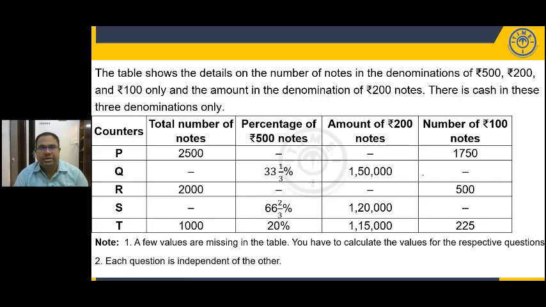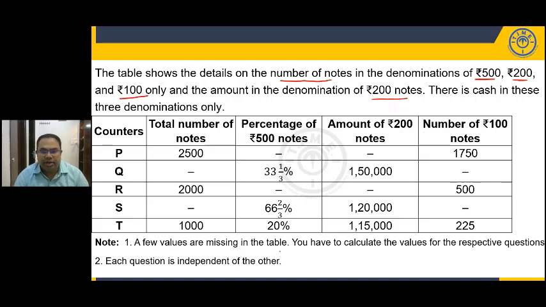Fine, students. Let's start. You can see the table here. The table shows details of the number of notes in denominations of 500 rupees, 200 rupees and 100 rupees only, and the amount in denomination of 200 rupee notes. There is cash in these three denominations only. Now you can see there is a note given below the table.